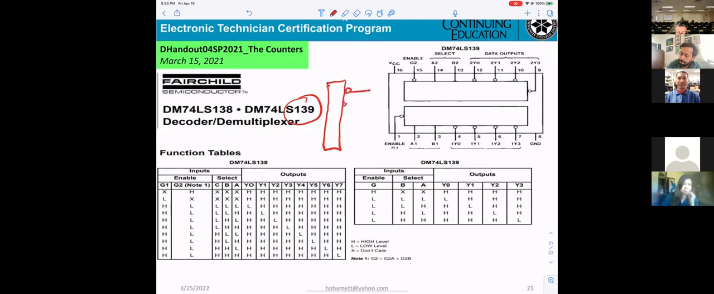Output here, 1, 2, 3, 4. And you get a select, A1, B1, two selection inputs, and you get an enable. Now see how it works. If enable, that means I'm talking about only one section; the other works the same. This is pin number one, at the logical one.